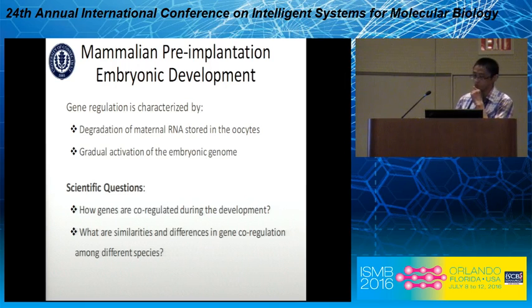The two questions we are focusing on in our study: the first one is how genes are co-regulated during this development. Co-regulated basically means regulated together; the genes exhibit similar expression patterns. The other question is, what are the similarities and differences in gene co-regulation among different species, for example, human and mouse? And particularly, we want to identify co-regulated gene clusters that are conserved across multiple species.